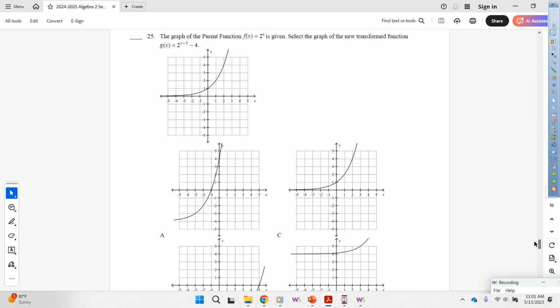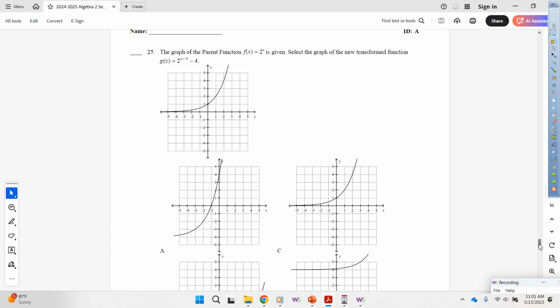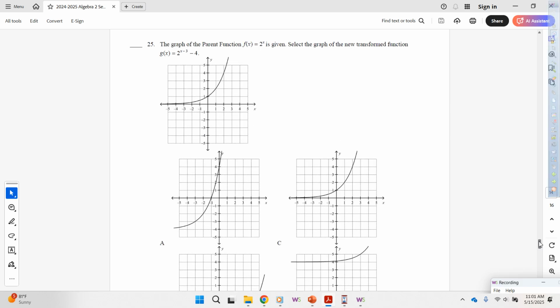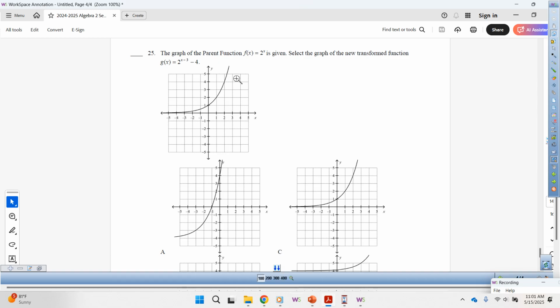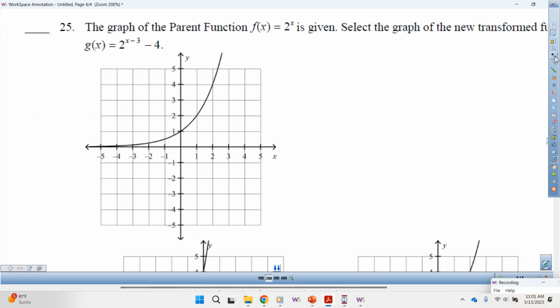Go to number 25. Here we get with exponential functions. So when you get to these, let me zoom in. Let's start with our parent function, f of x equals 2 to the x, so label this one f of x. And what did we do for graphing on this one, guys? We only used 2 points, is that correct? 0, 1, and 1, 2. You guys remember that? Yes?